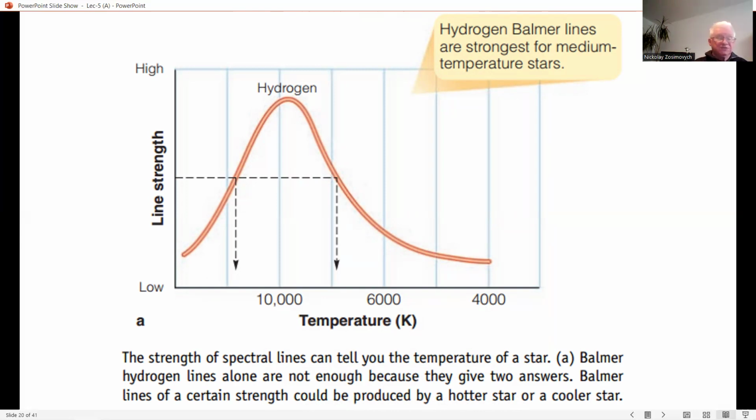The curve in this figure shows the strength of the Balmer lines for various stellar temperatures. But you can see from the graph that a star with Balmer lines of a certain strength might have either of two temperatures, one high and one low. How do you know which is right? You must examine other spectral lines to choose the correct temperature.